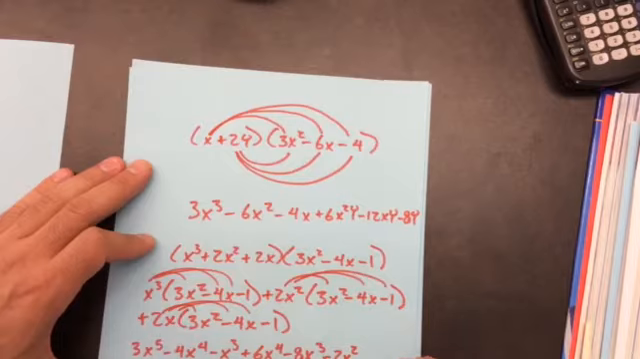2x squared times 3x is going to be plus 6x to the third. 2x times negative 4x is going to be minus 8x squared. And 2x times negative 1 is going to be minus 2x.